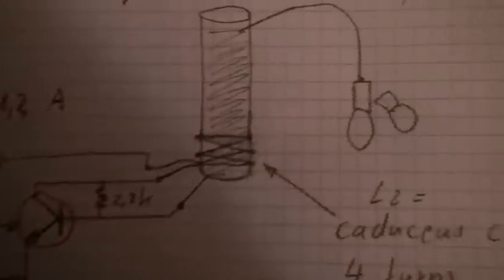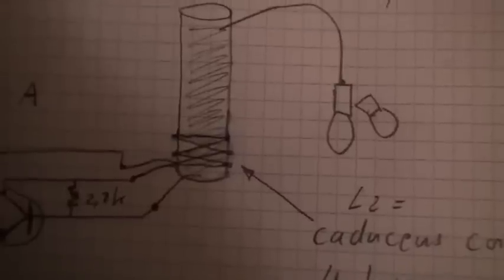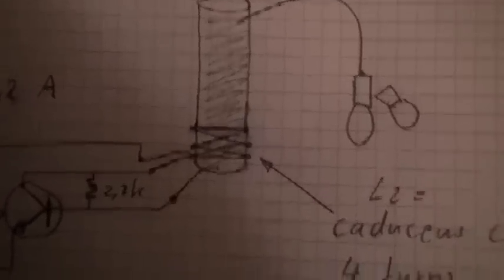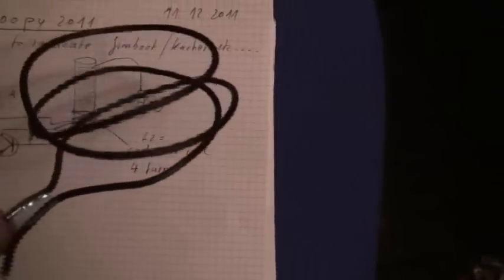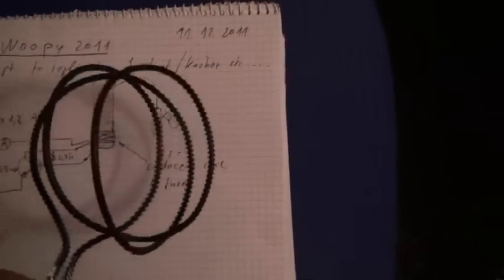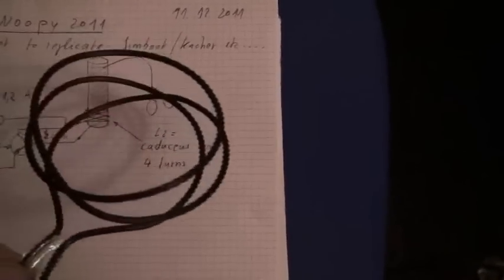Here. But what I made today is a trying to make a caduceus L2 coil. The caduceus L2 is very easy to do. It is this one here, you know. You have to see at a step up thread how to do it. This one is a simple caduceus.